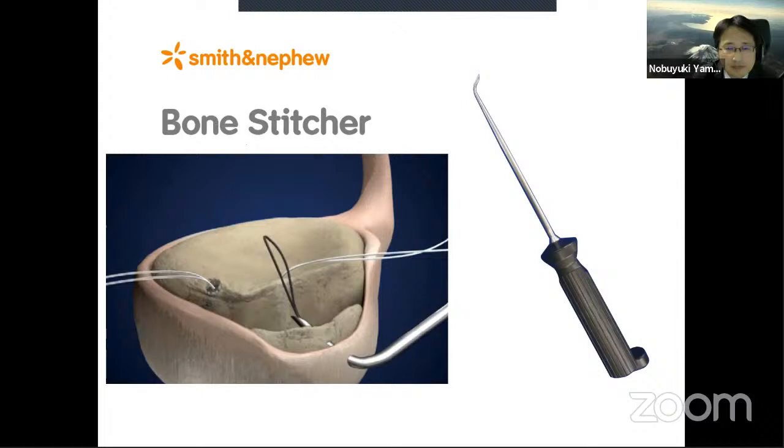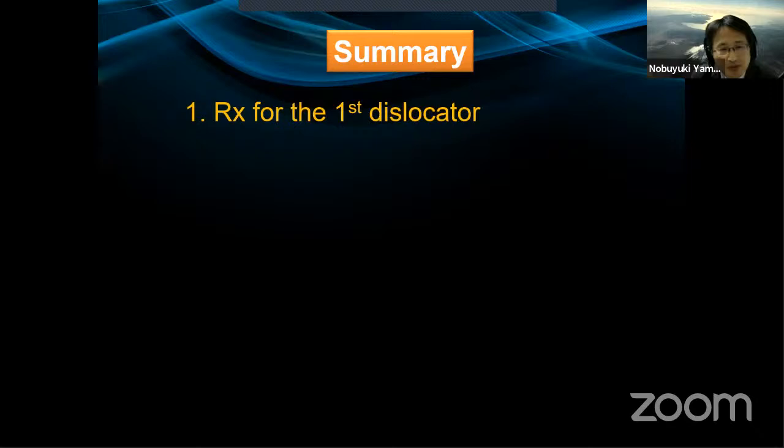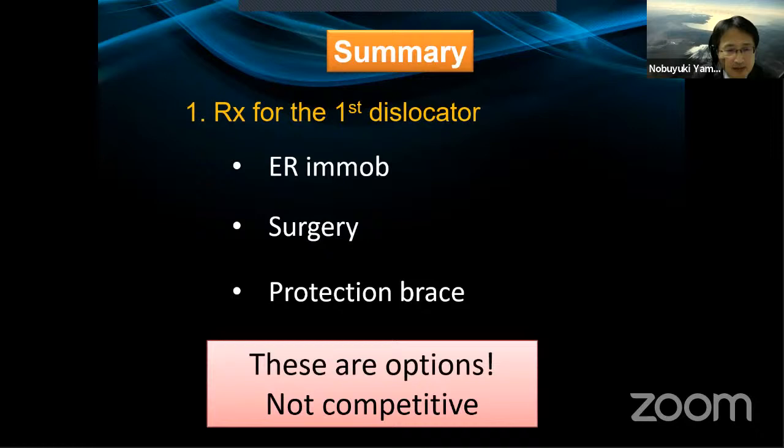In summary, treatment for the first-time dislocator: ER immobilization, surgery, the protection brace. These are options. They are not competitive with each other.